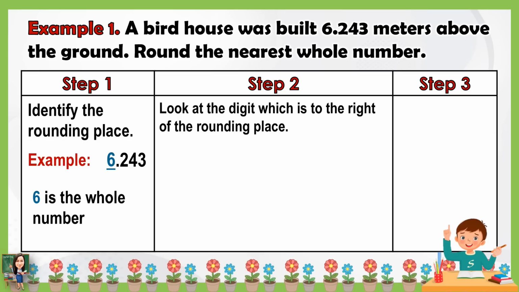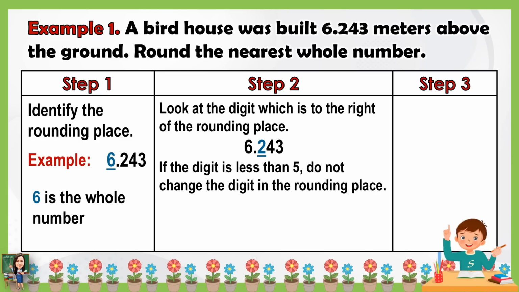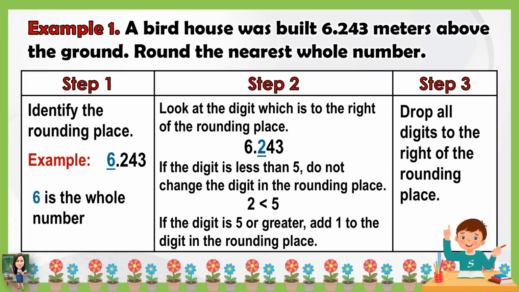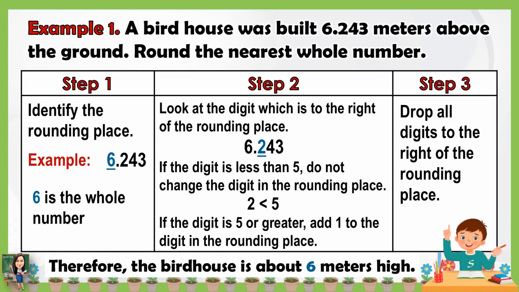In step 2, look at the digit which is to the right of the rounding place. The digit to the right of the rounding place is 2. If the digit is less than 5, do not change the digit in the rounding place. 2 is less than 5, so we will not change the digit in the rounding place. If the digit is 5 or greater, add 1 to the digit in the rounding place. Then step 3, drop all digits to the right of the rounding place. Therefore, the birdhouse is about 6 meters high.